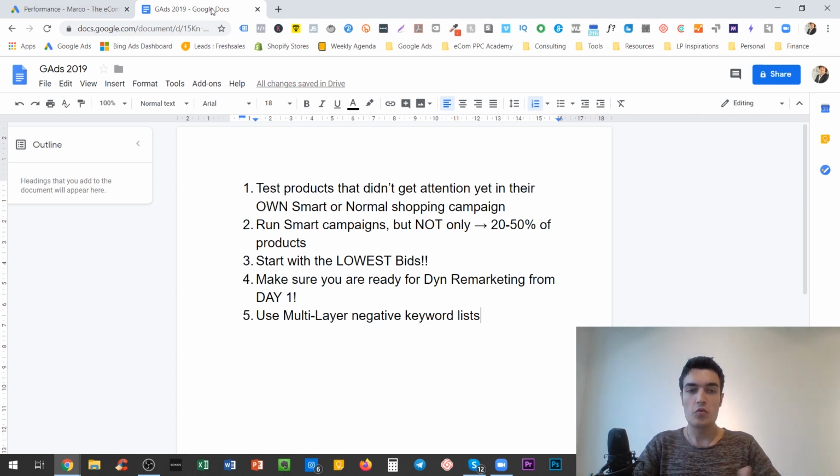And then once you have these two negative keyword lists or more, this multi-layer that I mentioned here, you can assign them to the right campaigns. So let's say you have one campaign where you bid quite a lot because that's where you want to get your most important traffic. You assign both of these negative keyword lists to this one campaign, right? Because that's the one where you only want the best quality traffic possible.